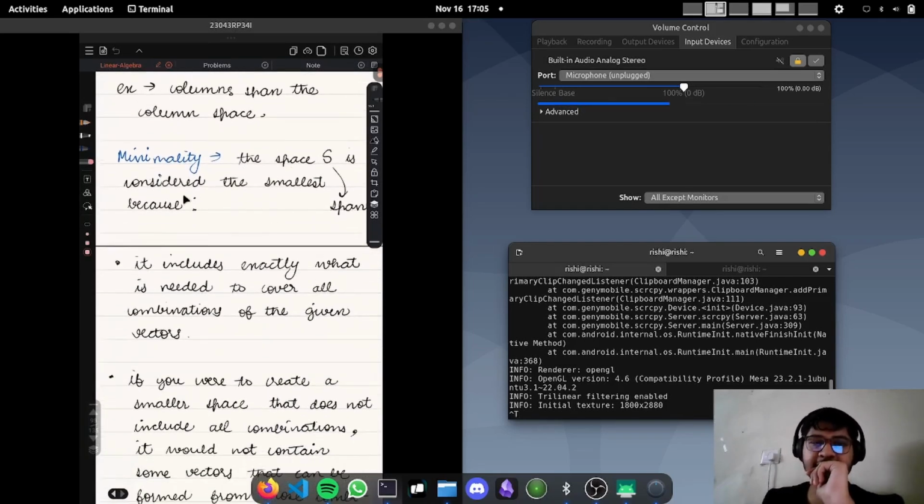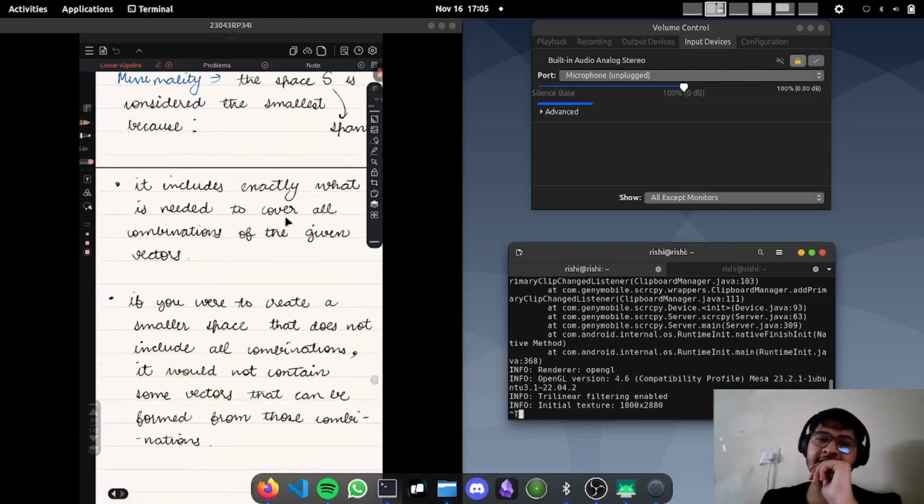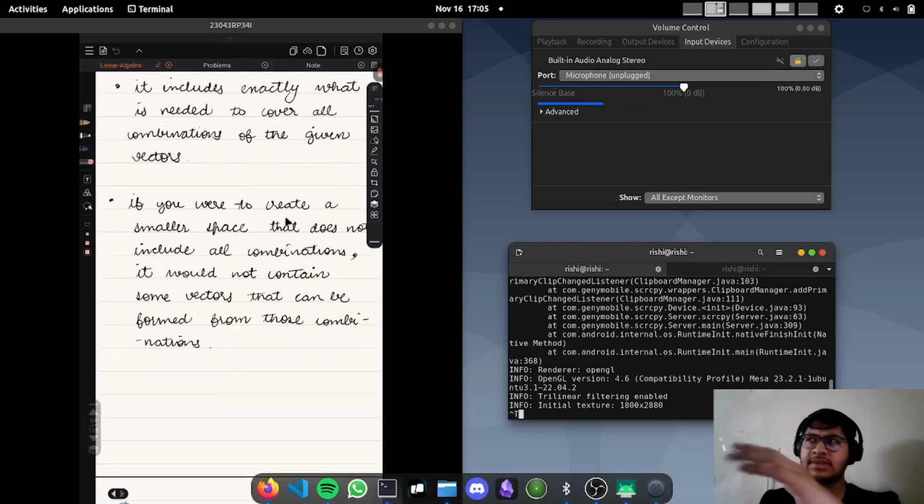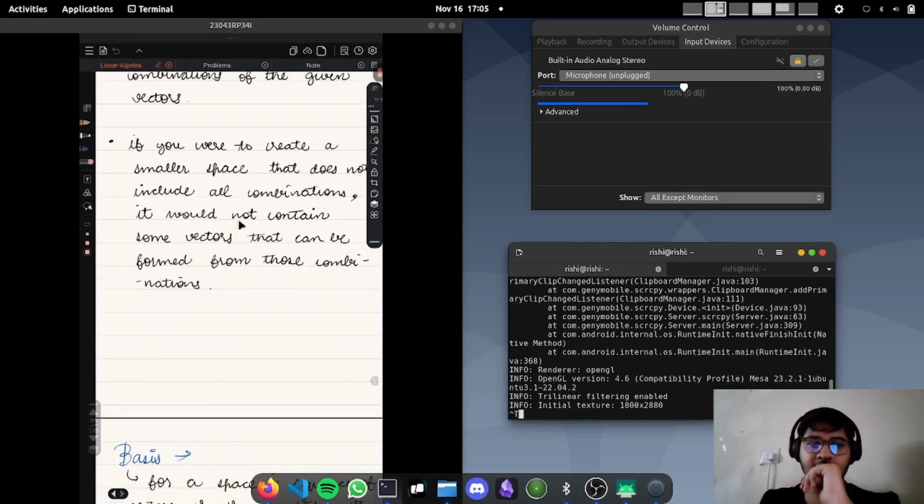Minimality: the space S which is being spanned is considered the smallest, because it includes exactly what is needed to cover all the combinations. There is nothing more, nothing less, so this is the smallest subspace we can create. If you were to create a smaller subspace that does not include all the combinations, it would not contain some vectors that can be formed from those combinations, obviously. So this is very intuitive.